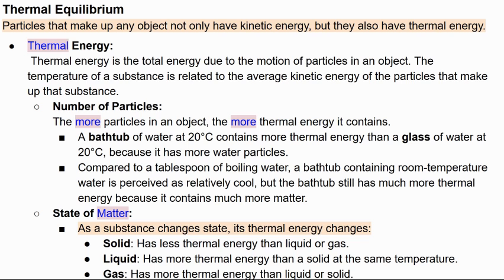State of matter. As a substance changes state, its thermal energy changes. So our states of matter are solid, liquid, and gas. So a solid has less thermal energy than a liquid or a gas. A liquid has more thermal energy than a solid at the same temperature. And a gas has more thermal energy than a liquid or a solid. So gas has the most thermal energy, and those particles can move the most as well.